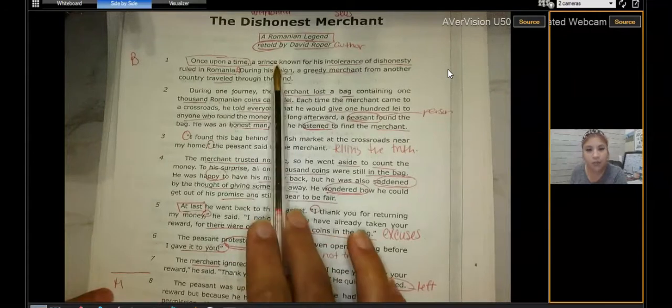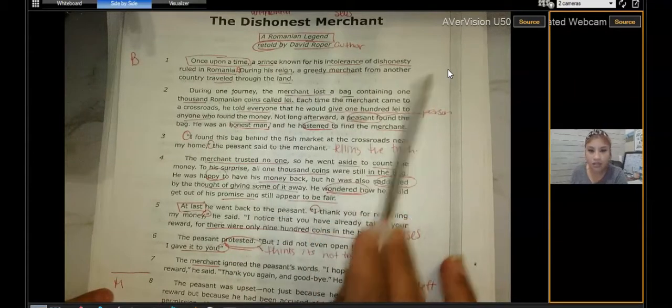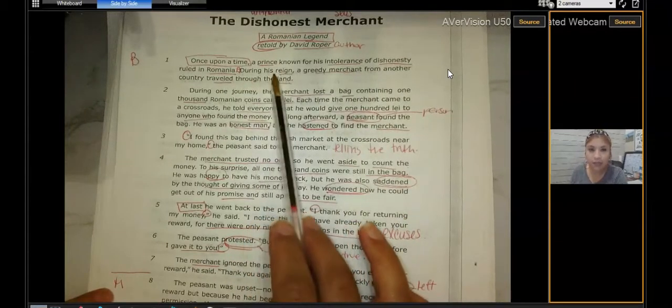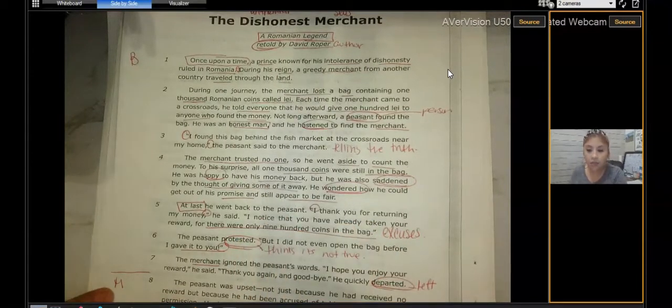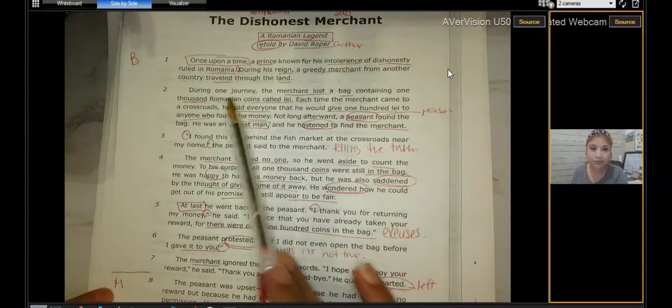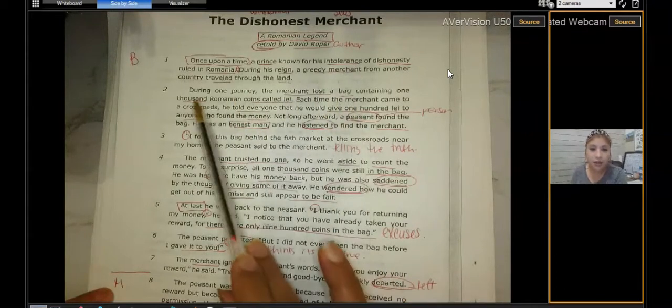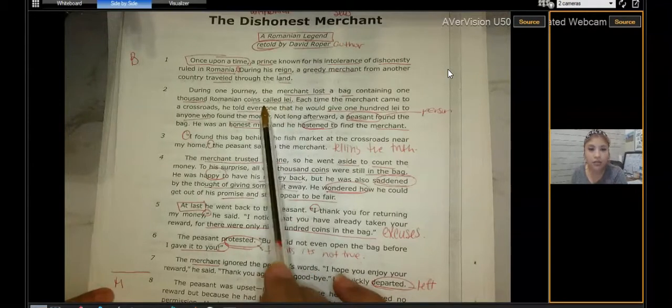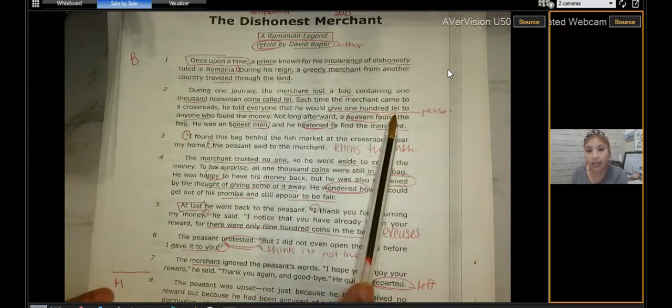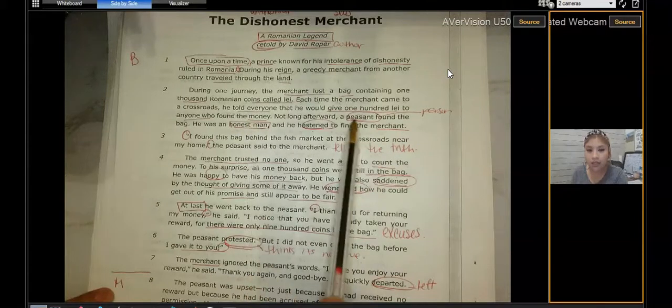So once upon a time, a prince, he was intolerant to dishonesty in Romania. That's my setting. And there was a greedy merchant who traveled through the land of Romania. We could already start making that connection. A merchant lost a bag with thousands of lei or coins. And he told everyone that he would give 100 lei to whoever found the money.